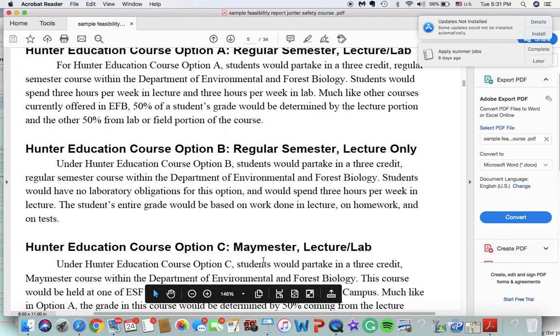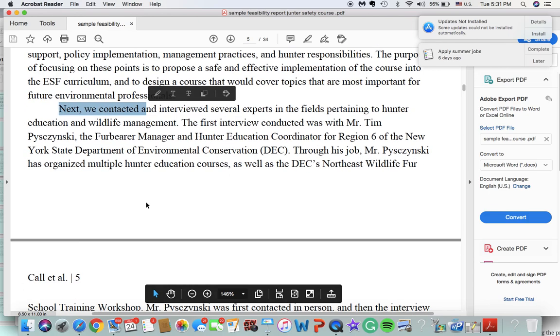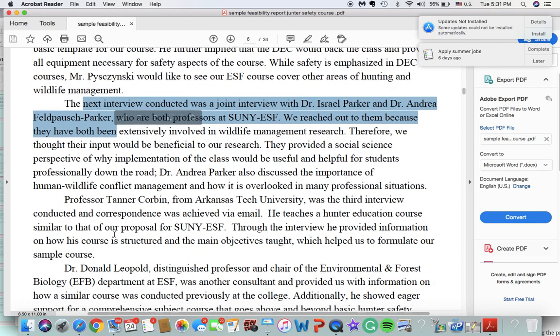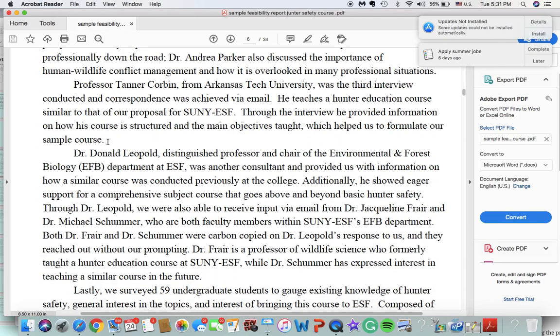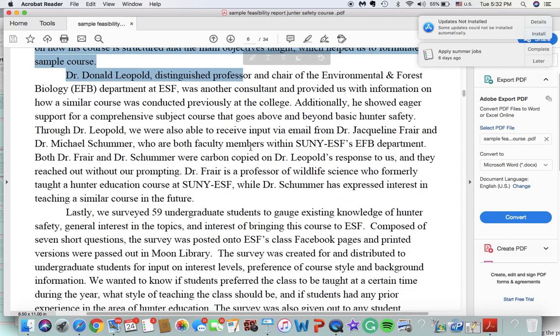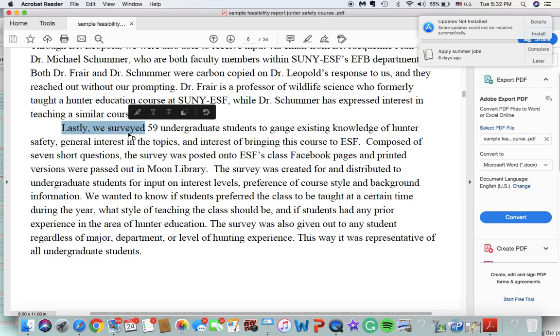Okay, let's look at two other sections quickly. You will not have an overview section. You will have methods. So this one's done chronologically. Initial research was, next we contacted. Not a bad way to do it. All right, the next interview conducted, and here's why, and here's what we found out. And again, always giving primacy to your strong sources, knowing that they're often players in making that decision. And then anchoring, lastly, we surveyed.